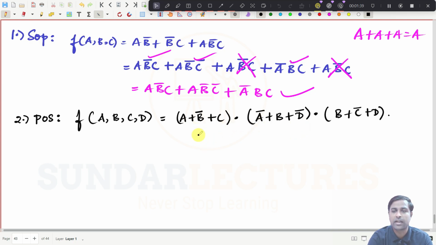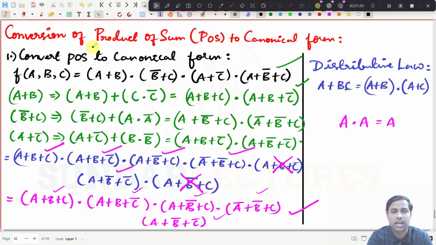How will you do that? You have to put a dot and then put a plus, and then whatever term we have missed here, you put C dot C bar. See what we saw here, conversion of POS. If you miss any term, then in the bracket you have to put C dot C bar, because this is a fallacy. It will be 0, so that this expression will exist again. So by using the distributive law, we have just added everything.